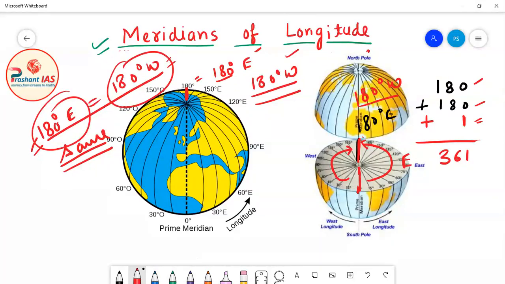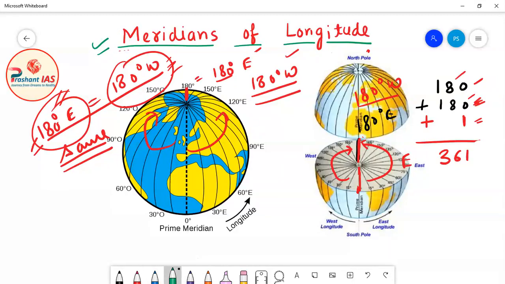If you are counting from east direction, then you can call it 180 degree east. If you are counting from west direction, then you can call it 180 degree west. But physically, they are the same. They are like Shaktiman and Gangadhar. So what we have to do is, here we have counted one extra. We have counted 180 in east as well as 180 in west, but the 180 degree east and 180 degree west meridian of longitude was the same.